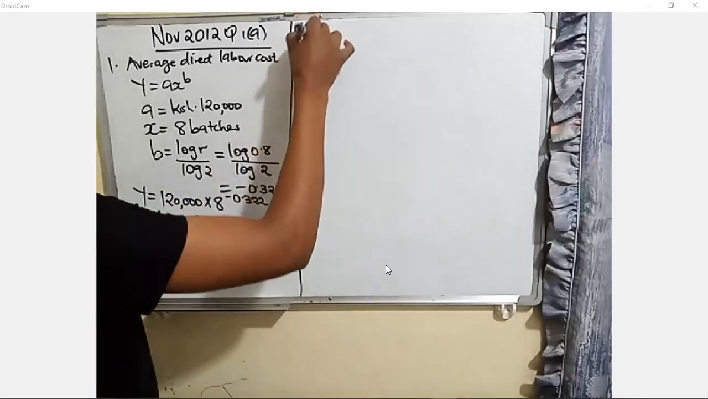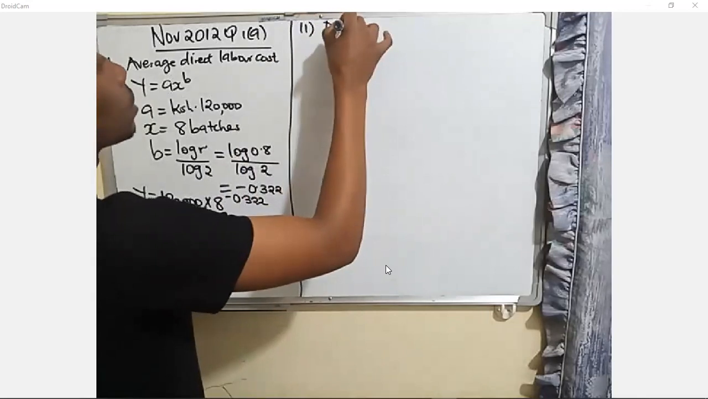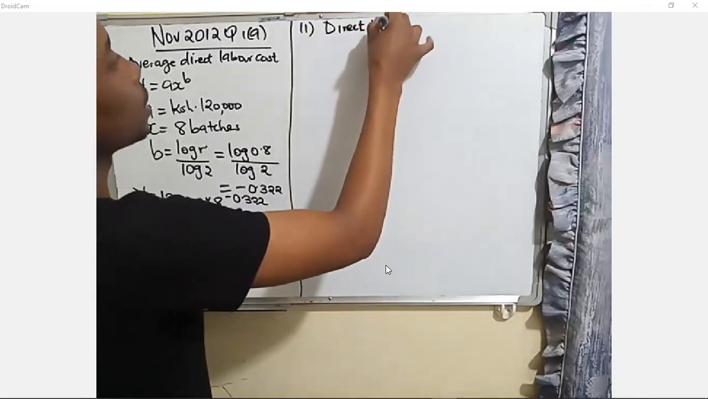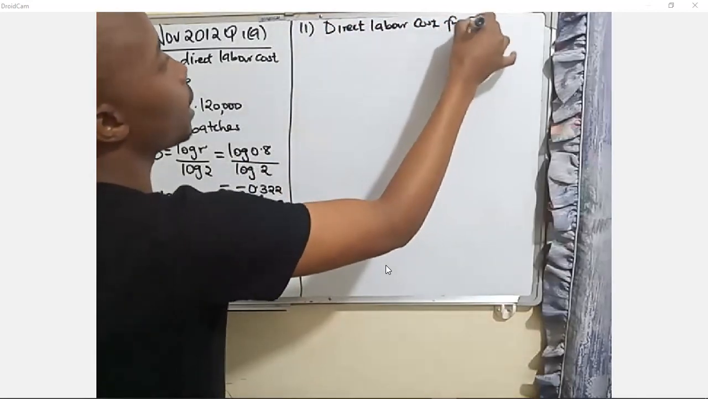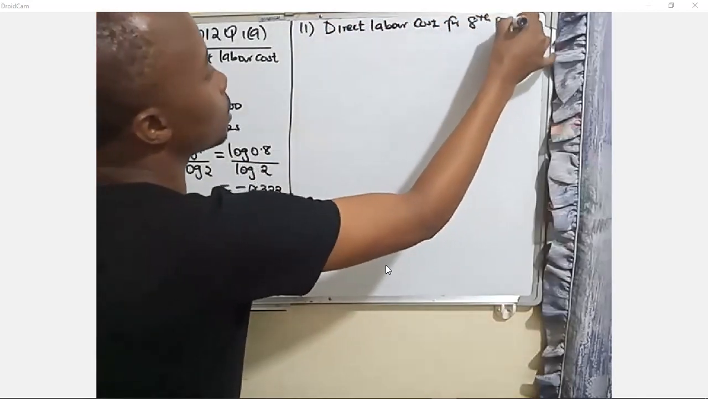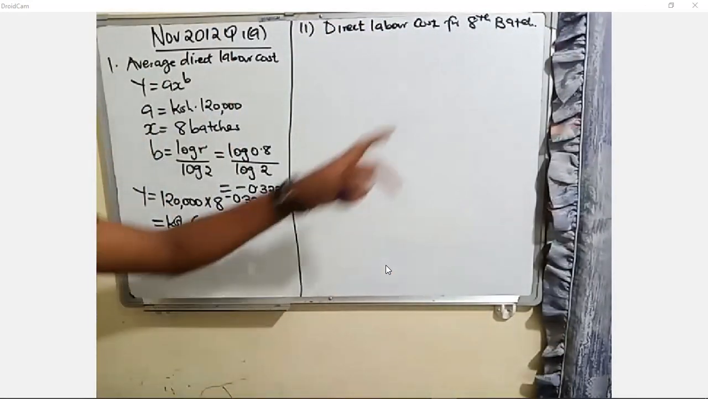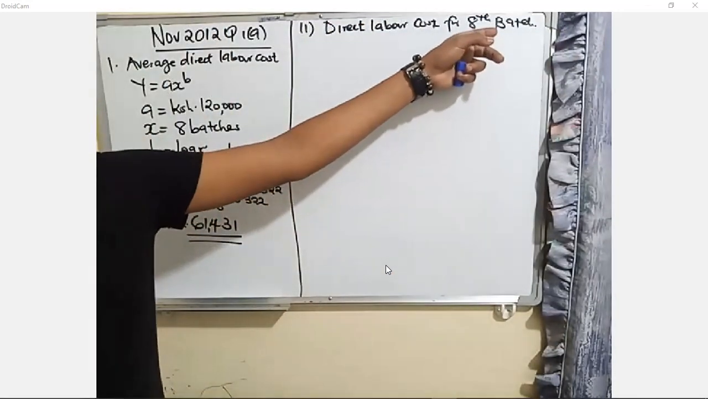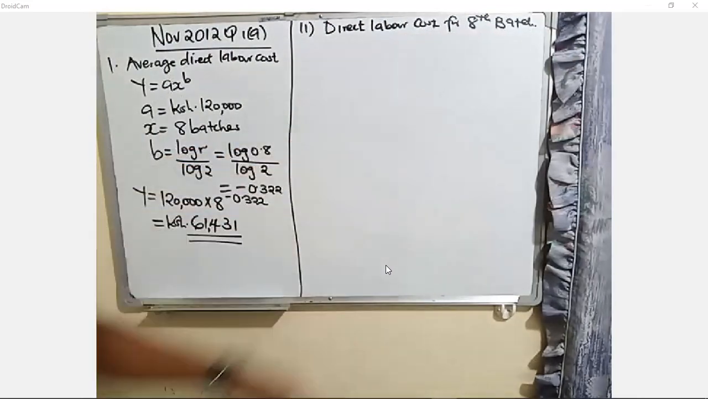So when you look at part two, the examiner is asking you to calculate the direct labor costs for the 8th batch. Remember, this is a 1 batch. So it means from the 9th batch, the learning curve will cease. So what is the direct labor cost for the 8th batch?